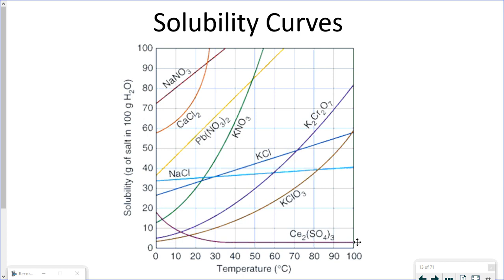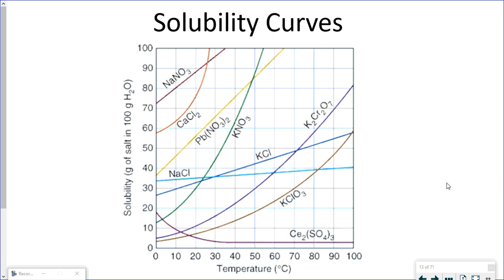But how you would read this is, it might ask at 50 degrees Celsius how much potassium chloride can be dissolved in a saturated solution. So at 50 degrees, go up to potassium chloride. That's going to be about 42 or 43 grams. Or it might ask what temperature is needed to dissolve, let's say, 20 grams of potassium dichromate, K2Cr2O7. That needs to be at about 35 degrees Celsius.